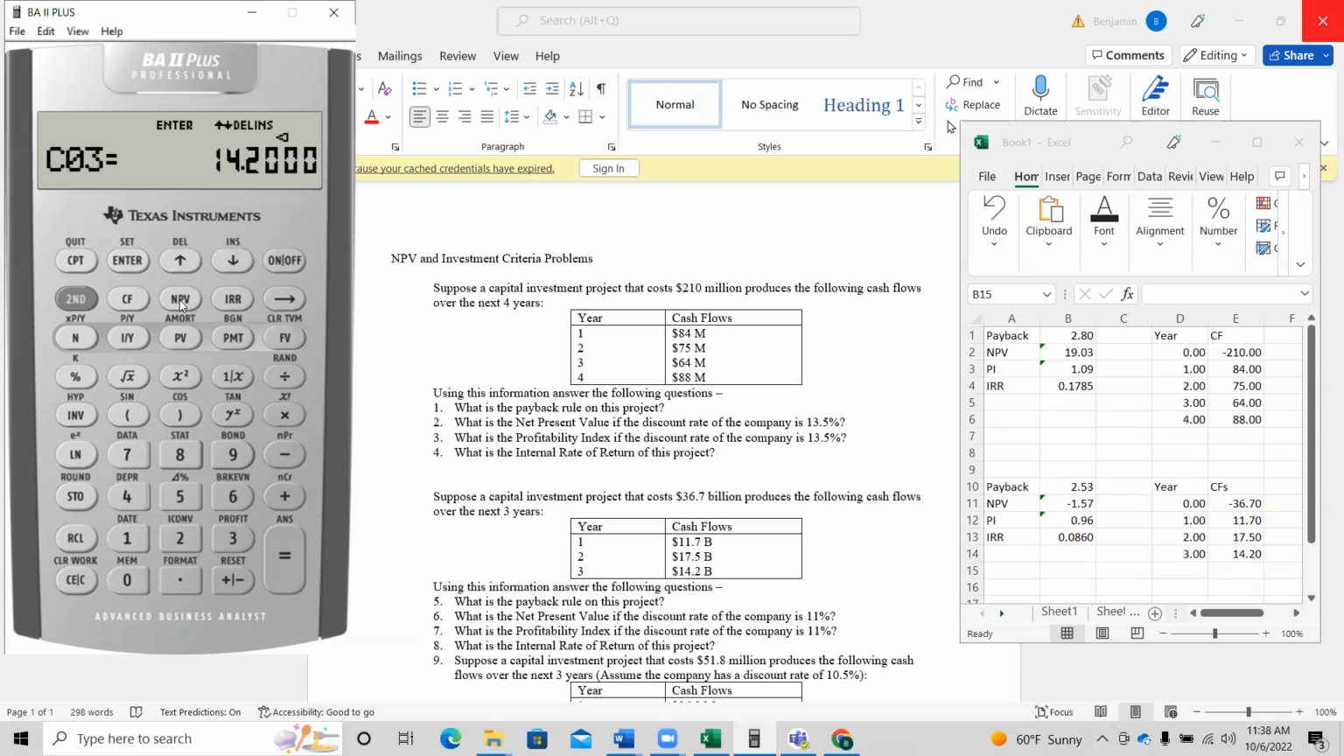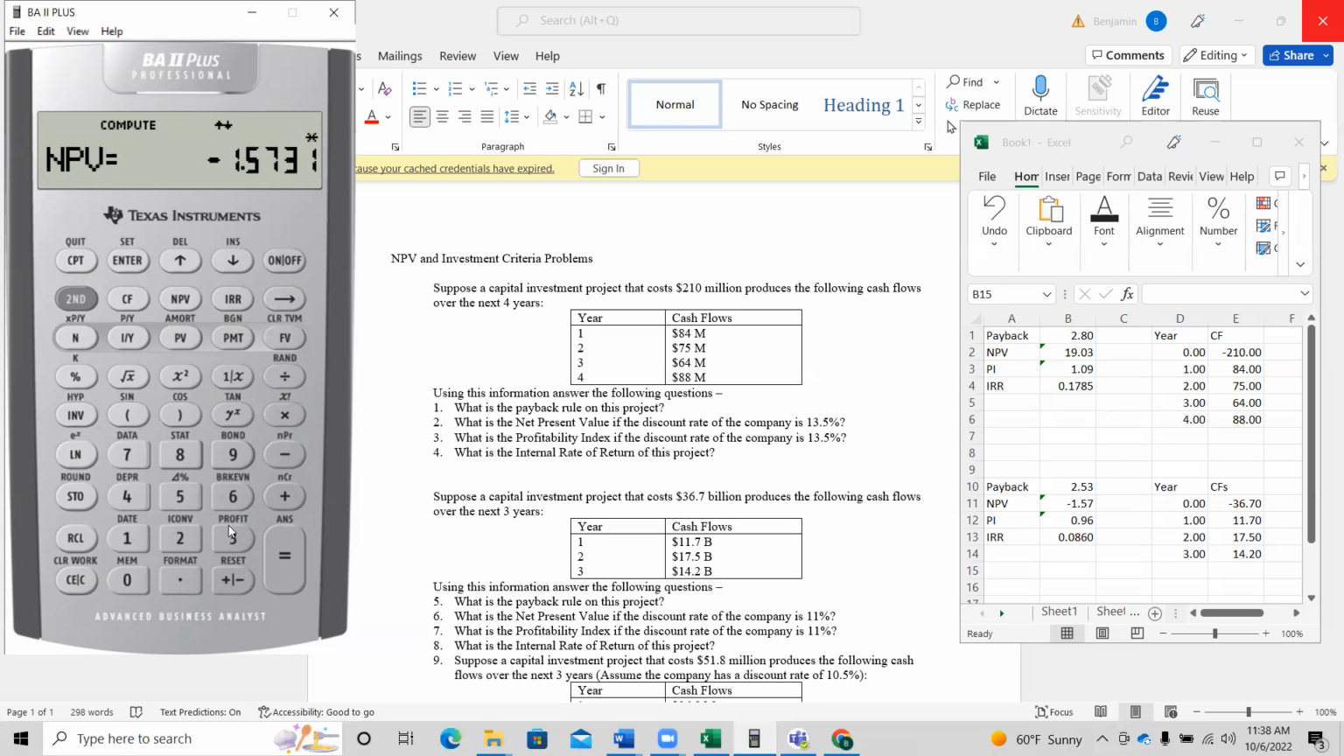Okay, to calculate net present value on the financial calculator, I hit net present value. My discount rate is 11%. I hit enter and scroll down and hit the compute button. And when I do, I get a negative 1.57. That corresponds with cell B11. So it looks like this is a negative net present value project.